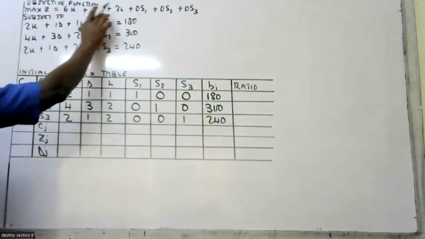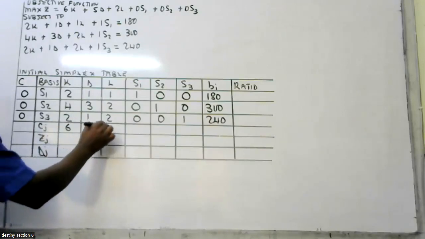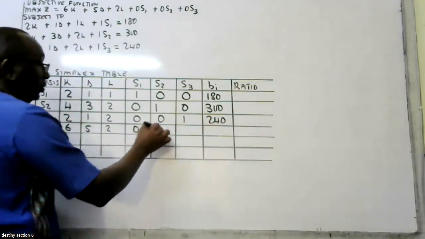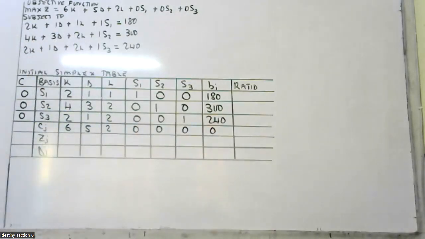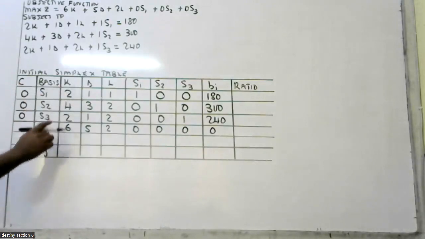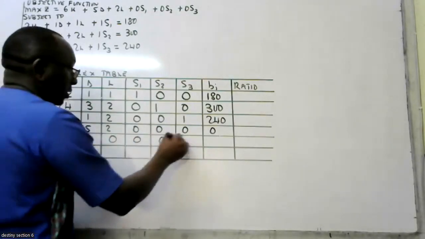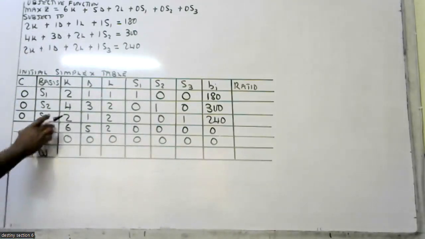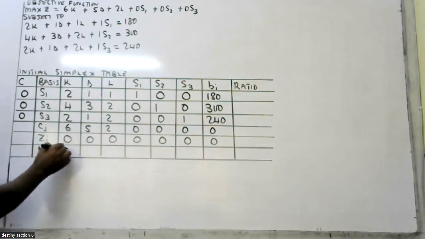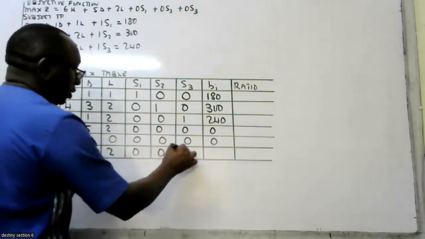CJ, I told you we bring these coefficients that are here. So it is 6, 5, 2, 0, 0, 0, 0. And ZJ, because we are multiplying these values with these ones, in the first table it is always zeros. And then the DJ is CJ minus ZJ, so 6 minus 0 is 6. This is 5, this is 2, 0, 0, 0, 0.